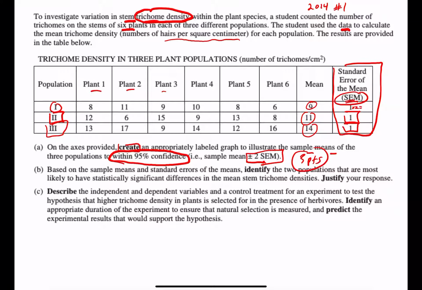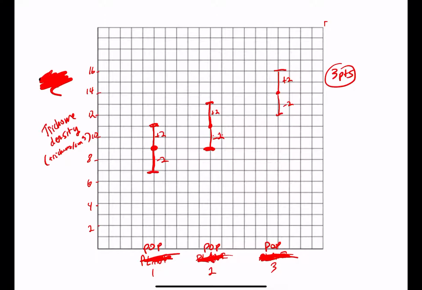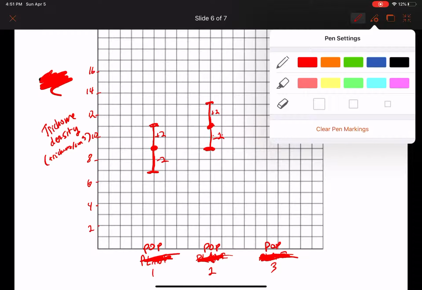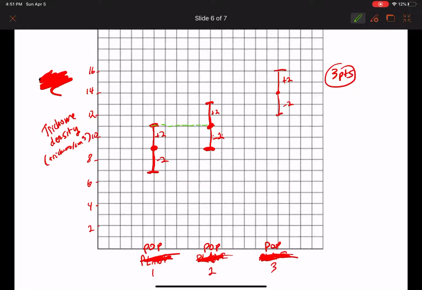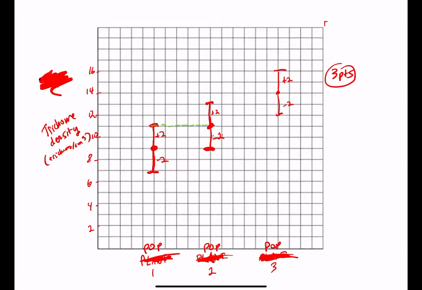Now when you look at part B: based on the sample means and standard errors of the mean, identify the two populations that are most likely to have a statistically significant difference in the mean, and justify your response. So identify the two that are the most different and justify your response. When you look here, the means are all different, but kind of like the previous problem I had posted, look at the actual error bars. These error bars overlap. When you think about population 1 and population 2, those error bars are overlapping, so you can't state that these two are different enough.